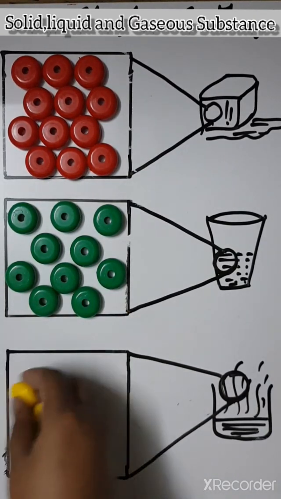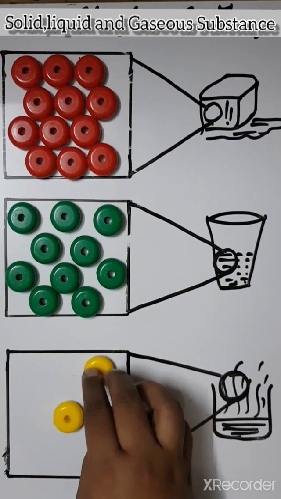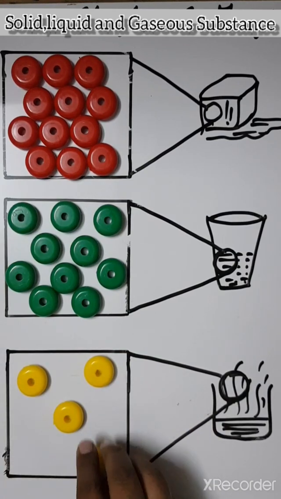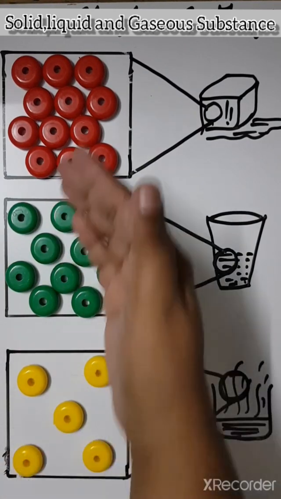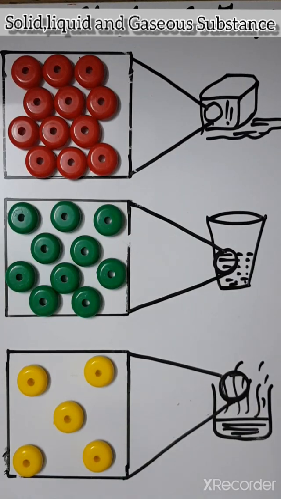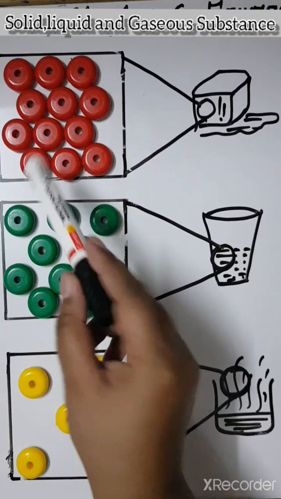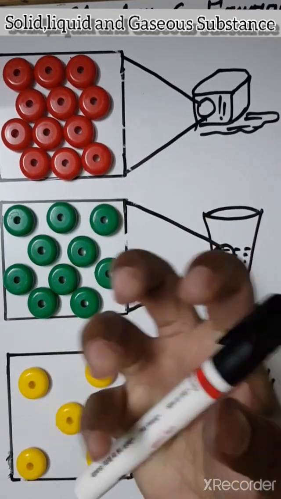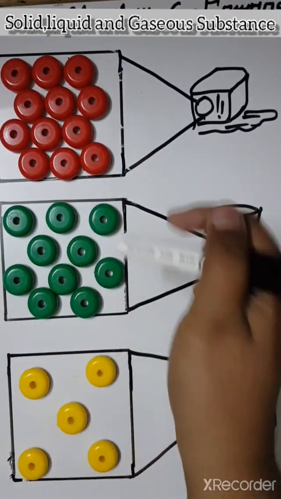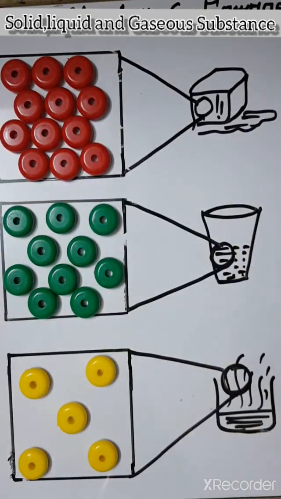Okay, these are the gaseous state molecules. So you can see the difference over here in all three diagrams. Here, if you see these molecules, the molecules are very close. They are close to each other. There is no space in between those molecules.